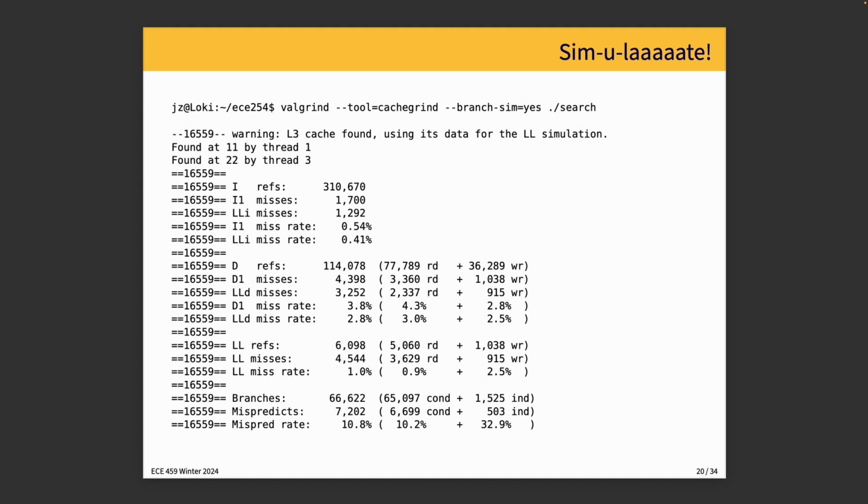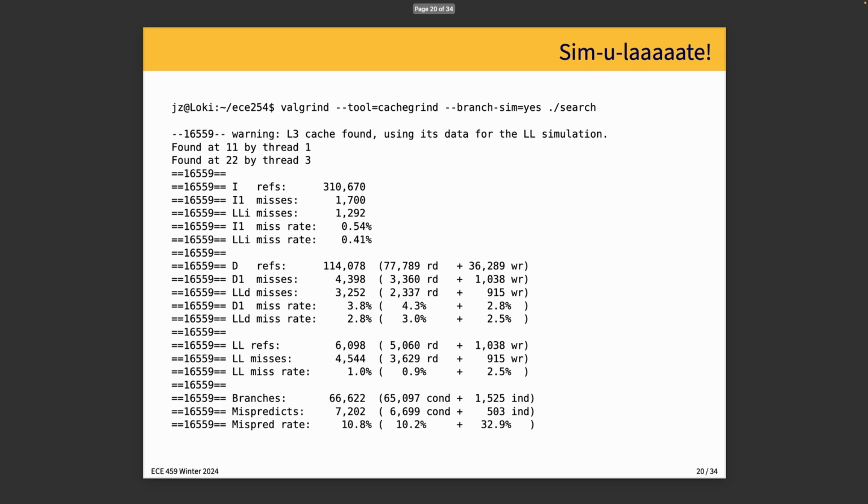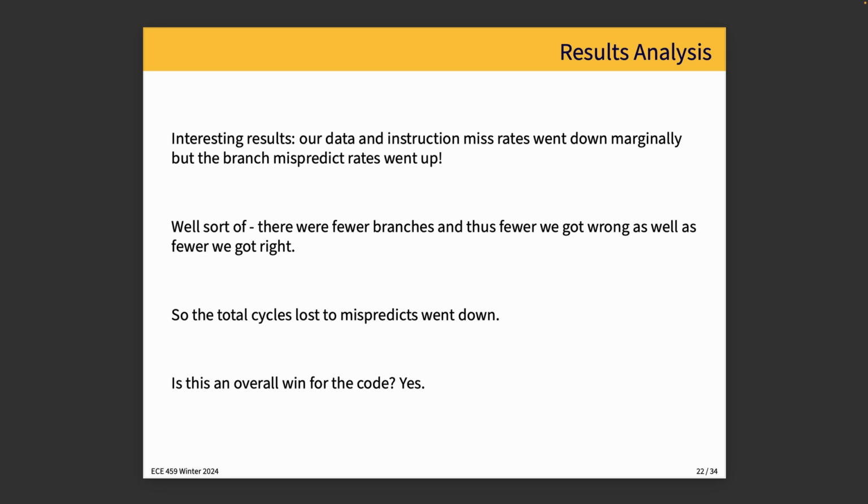But what if I recompile this with optimizations on? It was originally a C program when I generated this data, so it's the -O2 option here in GCC. If we compare side by side, with optimizations enabled we've dropped the number of instructions and the number of references. So we do see improvement. Our data and instruction miss rates went down marginally, but the branch mispredict rates went up a little bit. But there were fewer branches and thus fewer we got wrong. So the total cycles we lost in mispredicts went down, and this is in fact an overall win for the code. It's just not super easy to see in this example.